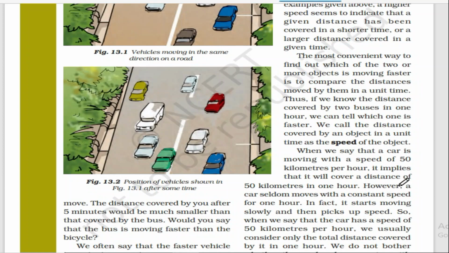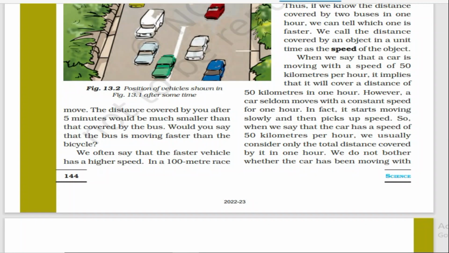However, a car seldom moves with a constant speed for 1 hour. That is called constant motion. If we draw a graph for constant motion, it will be like this or like this. So these are the graphs of constant motion. A car seldom moves with a constant velocity for 1 hour. In fact, it starts moving slowly and then picks up speed. So when we say that a car has a speed of 50 km per hour, it is usually considered.